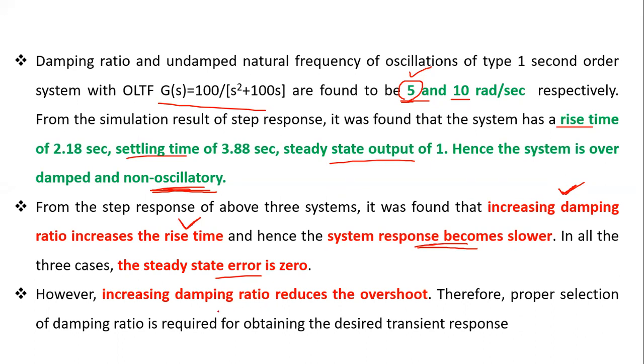And one more thing, if we are increasing the damping ratio, automatically overshoot is decreasing. So we need to choose a proper value which is suitable for both the rise time and overshoot. Based on that, we need to select the proper zeta value.